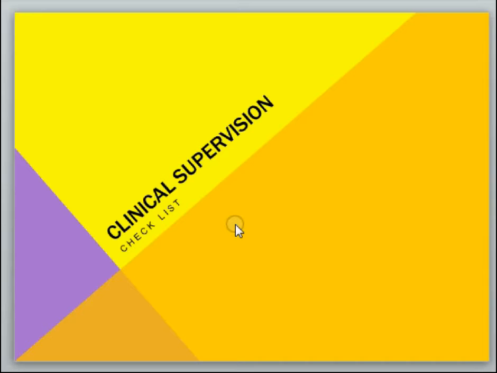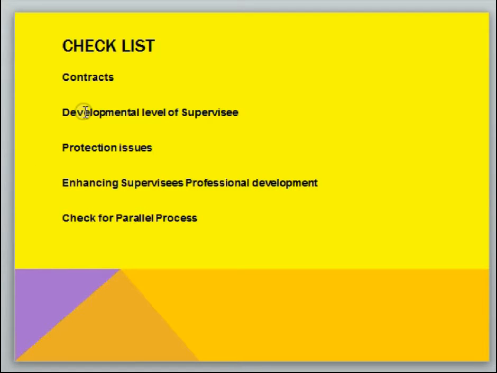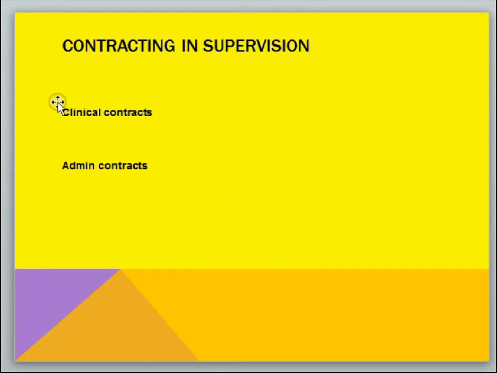This is the third presentation on clinical supervision. Here I'm presenting my checklist, which I use when working as a supervisor with supervisees. So let's go to my checklist. I think of contracts and making sure that I've got contracts with all my supervisees. I'm thinking of the developmental level of each supervisee I work with. I'm always thinking of protection issues, thinking of how I enhance supervisees' professional development, and of course how I check for parallel process. Okay, so let's look at contracting and supervision.